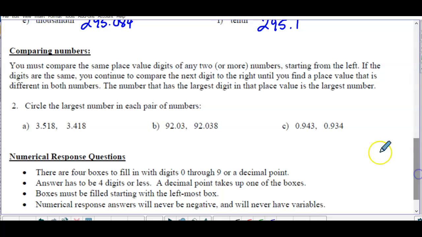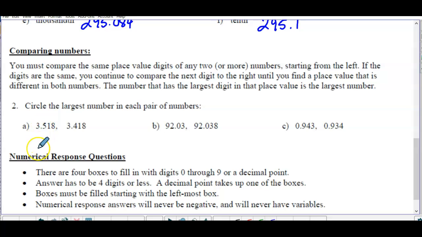All right, comparing numbers. You must compare the same place value digits of any 2 or more numbers, starting from the left. If the digits are the same, you continue to compare the next digit to the right until you find a place value that is different in both numbers. The number that has the largest digit in that place value is the largest. So you're actually comparing from the left, the biggest place value, because if the biggest place value is different, then it's easy to tell.